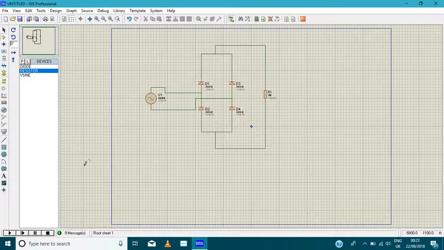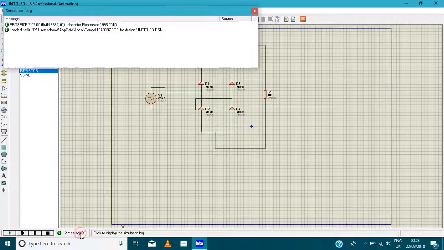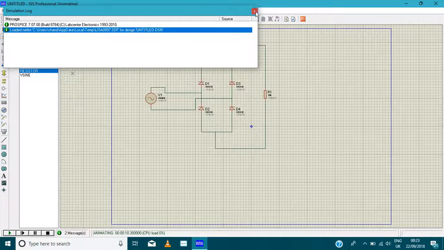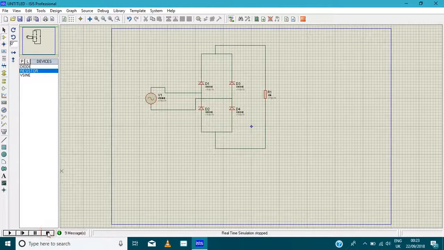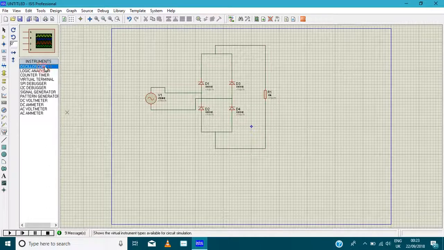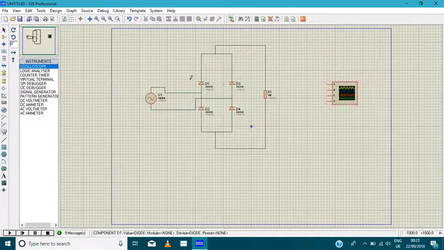Now if we just play it, the animation is running, and there are two messages. First is the electronic boot and load. This is the design file SDF. But here we are not going to learn what is going on there. So for that we need an oscilloscope. We will put the oscilloscope over here.